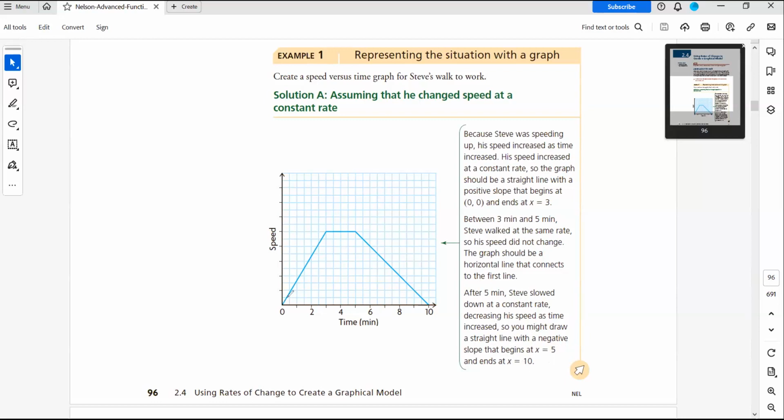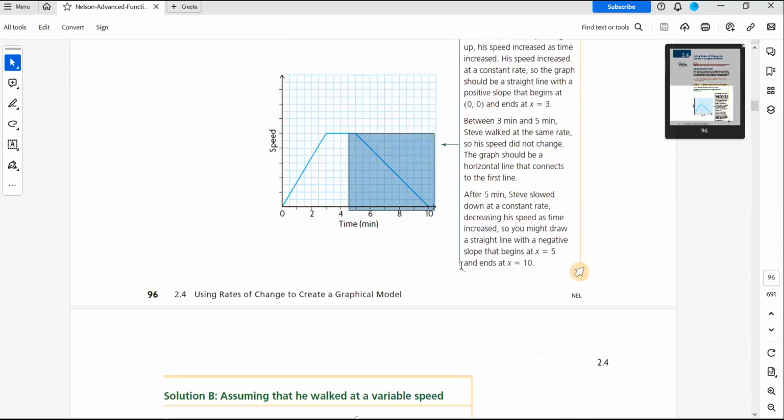So again, the slope of a secant line or tangent line at the first interval is constant because he was speeding up at a constant rate. He was changing his speed gradually with respect to time. So the slope of a tangent line at this point is always the same. Then the slope of a tangent line turns into 0 because he's walking at a constant pace, just a horizontal line. Then the slope becomes negative, equals a negative number, because he started decelerating, or decreasing his speed, also at a constant rate. So it's a straight line. Okay.